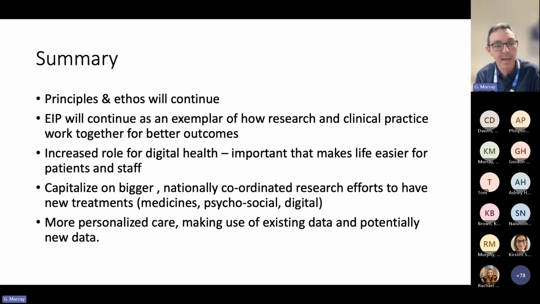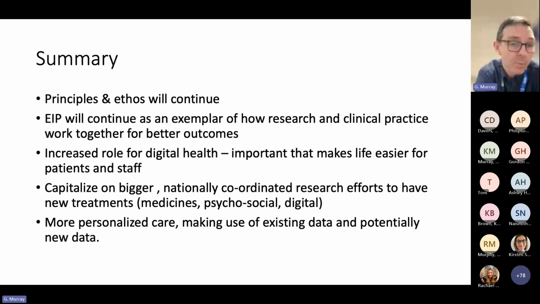I think we need to capitalize on bigger nationally coordinated research efforts to get new treatments, whether they're medicine, psychosocial, or digital. There are some really interesting new psychotherapies coming through, avatars and VR-based ones, but it's not my area of specialism, so I haven't talked about those, but I hope we will see some psychological interventions coming through as well. But we've got to really capitalize on national coordination and not be competing against each other, but coordinating to deliver really definitive answers and know what's effective and what's not effective.